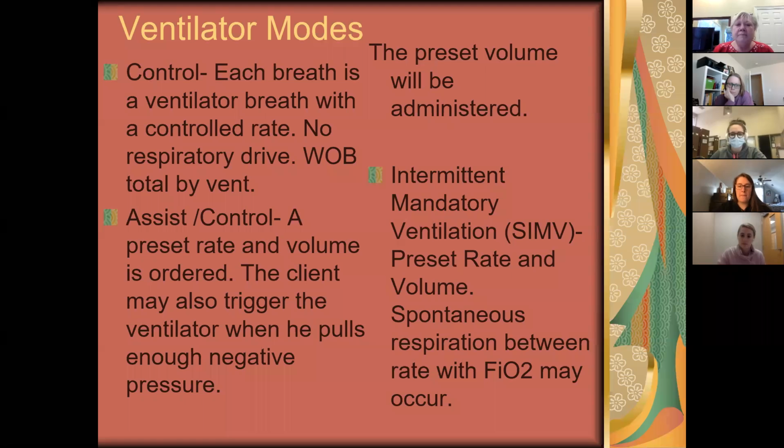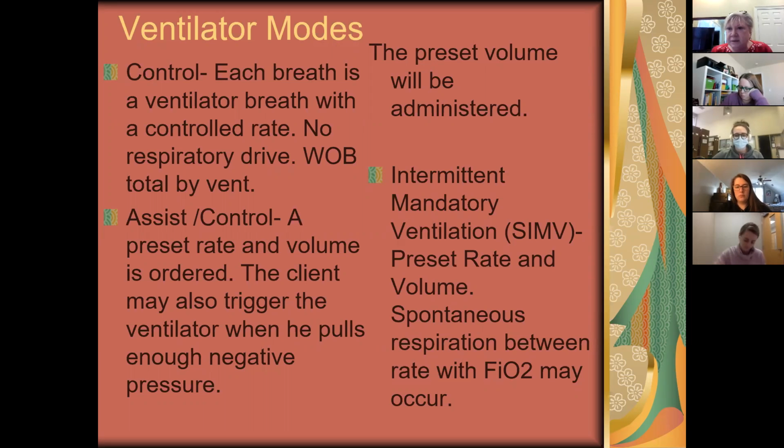Yeah, it's on. Volume cycled ventilators are the type of ventilators that are used most commonly in the hospital setting for adults. Now, they put these in modes. Modes is telling the ventilator how to work.